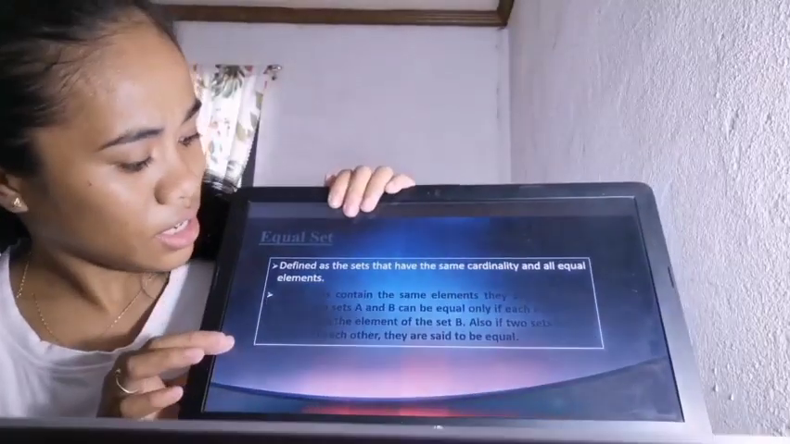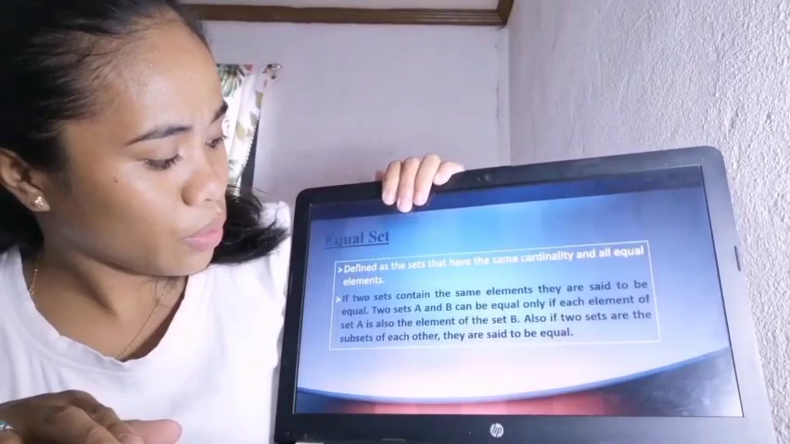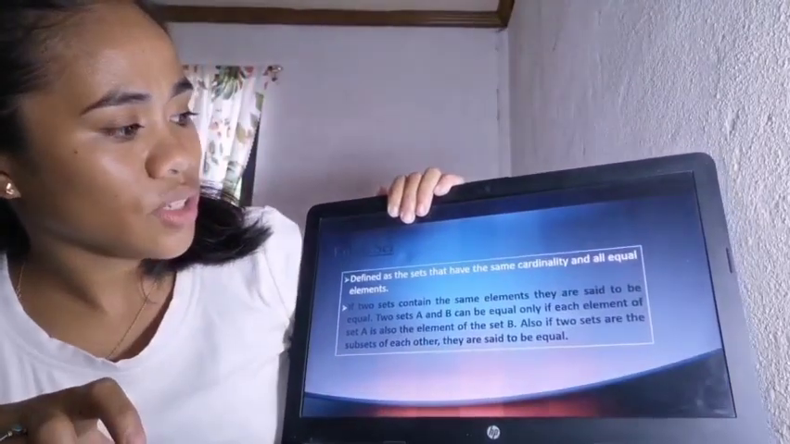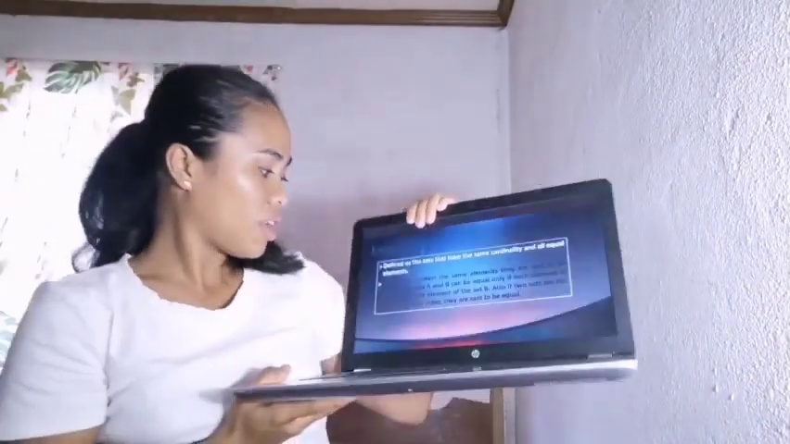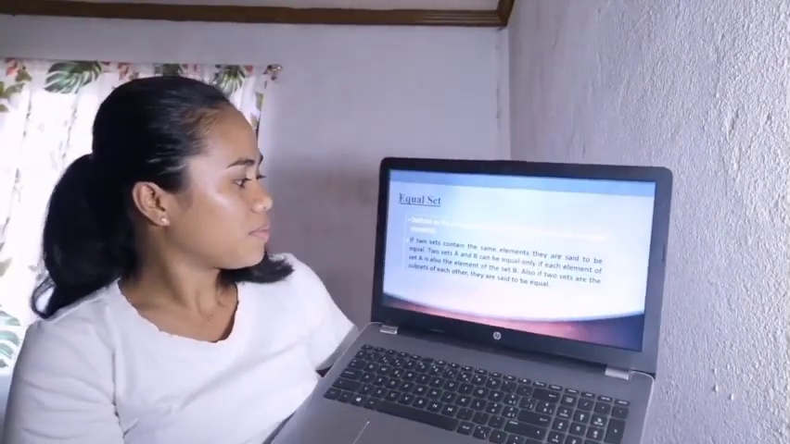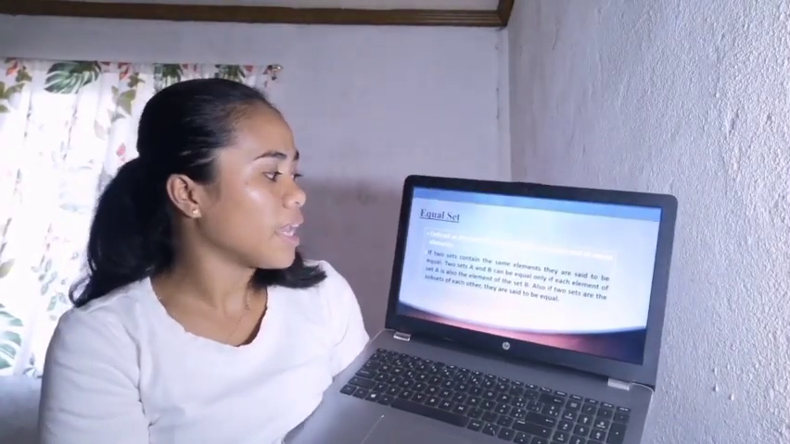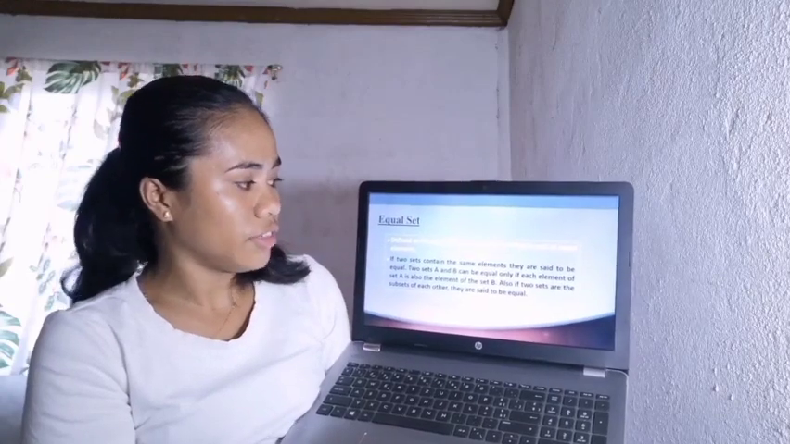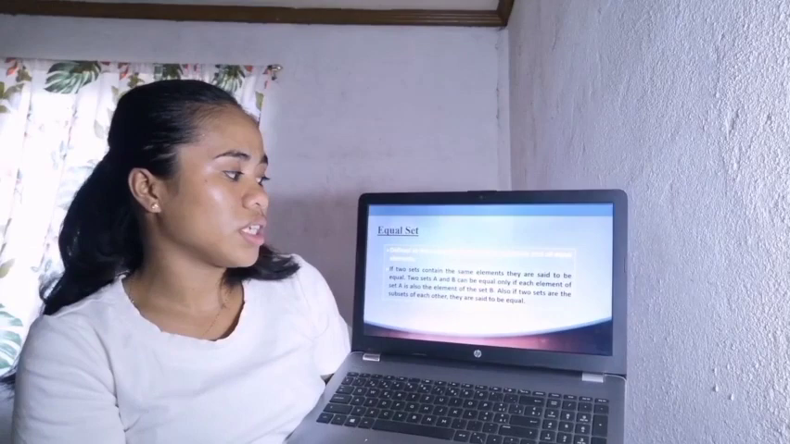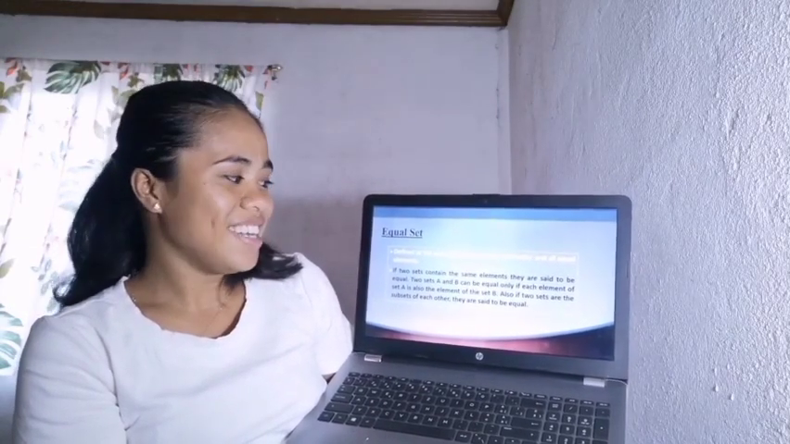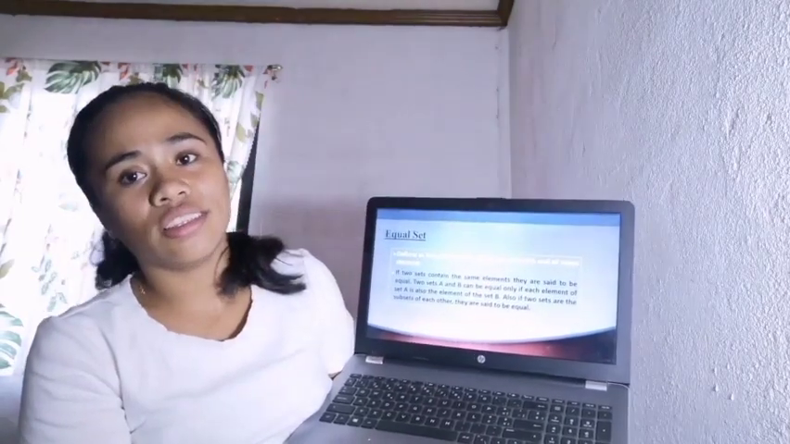Next, it's stated here that if two sets contain the same elements, they are said to be equal. So two sets A and B can be equal only if each element of set A is also the element of set B. Also, if two sets are the subsets of each other, they are said to be equal.